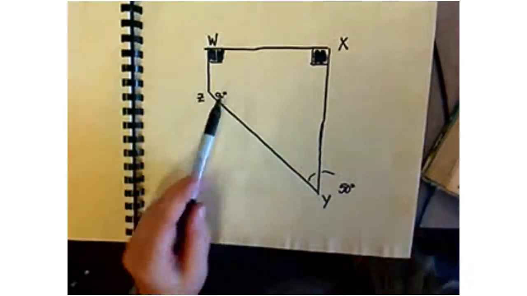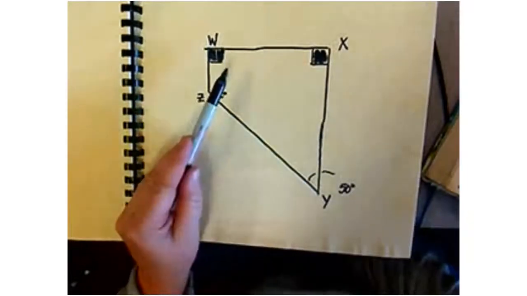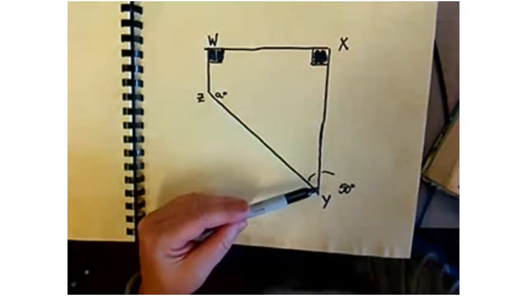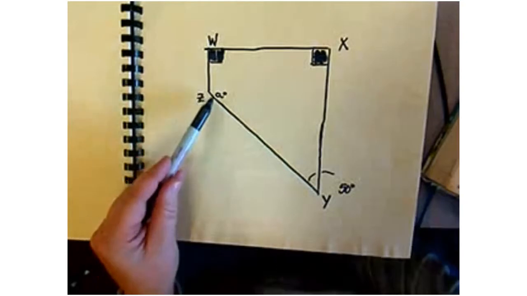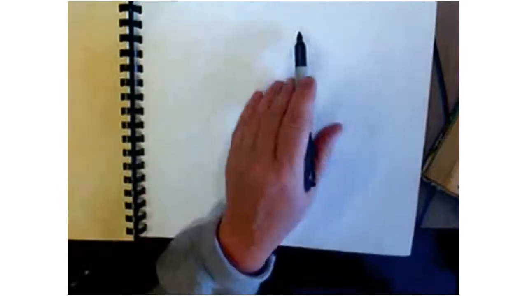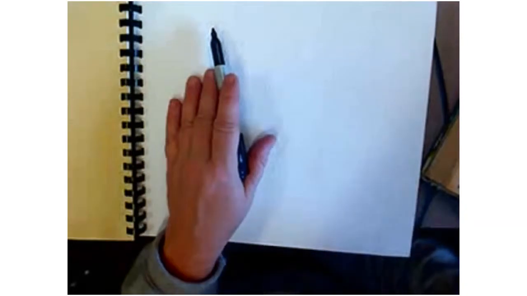So we can find that A degree angle by knowing that we've got 360 degrees on the interior of our quadrilateral. We're going to add up 90 and 50, subtract it from 360, and figure out A. So the next page shows the proof. Starts out with the measure of angle W plus the measure of angle X plus the measure of angle Y plus the measure of angle Z equals 360 degrees. And the reason we can write that is Theorem 8-1. The sum of the measures of the angles of a quadrilateral is 360 degrees.